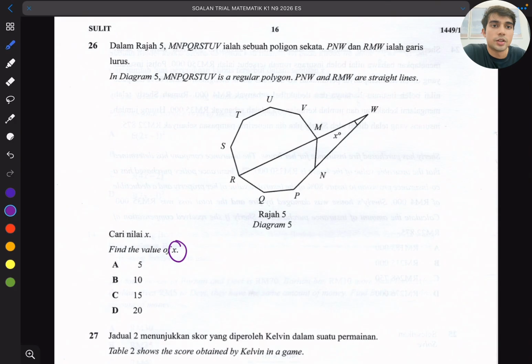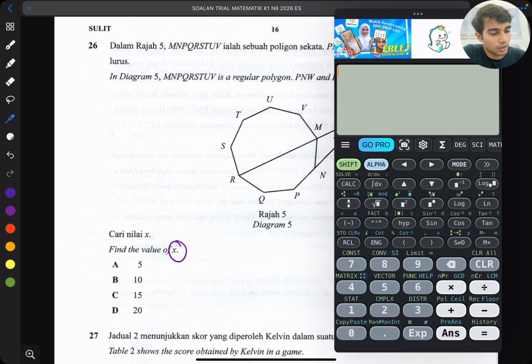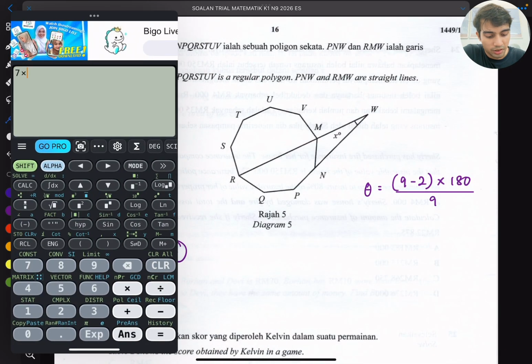Okay. So if you have a 9-sided polygon, let's try to find the interior angle first. So the formula will be n minus 2 times 180 over n. N is the number of sides. Since we have 9 sides, we put 9. So n minus 2 is 7. 7 times 180 divide 9.